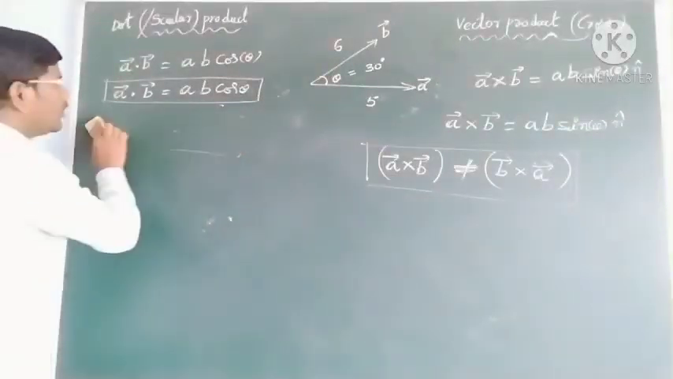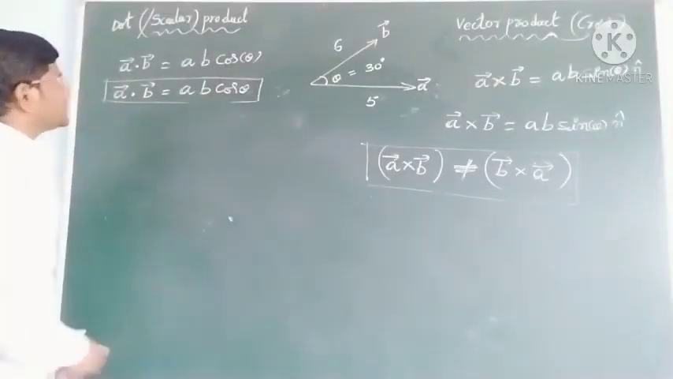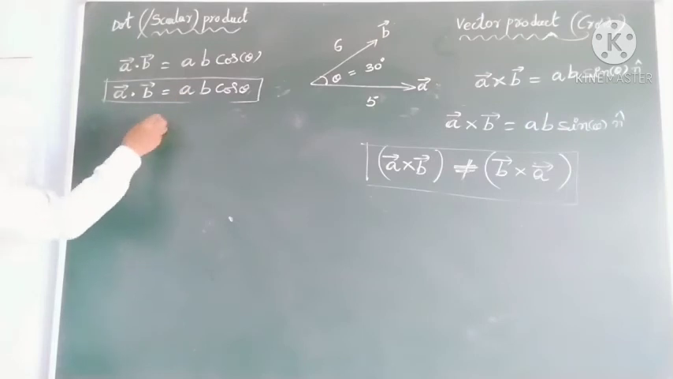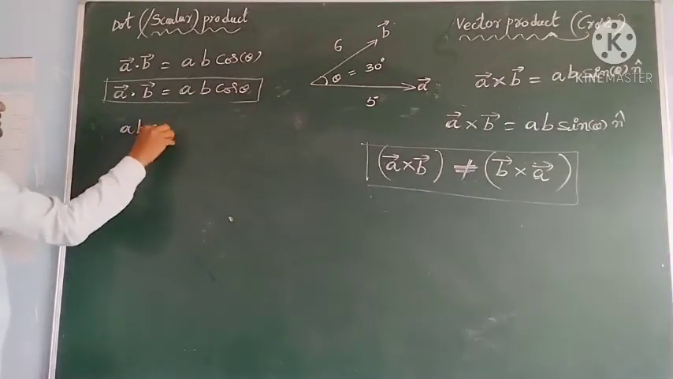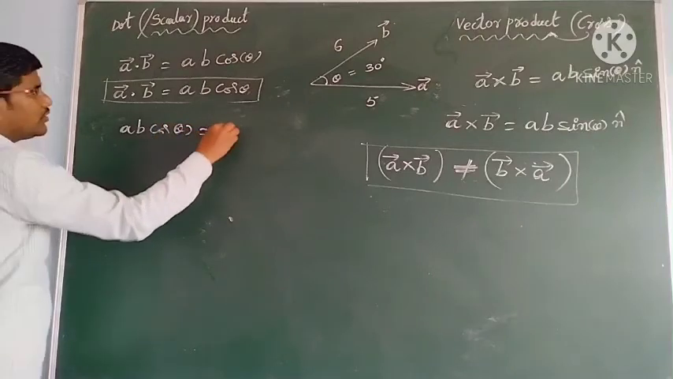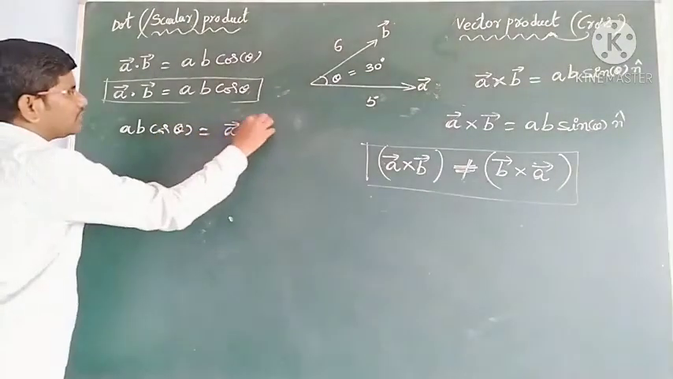And we have written here A bar dot B bar. What do I have written here? AB cos theta I have written. So this AB cos theta is equal to, what is that? A bar dot B bar.